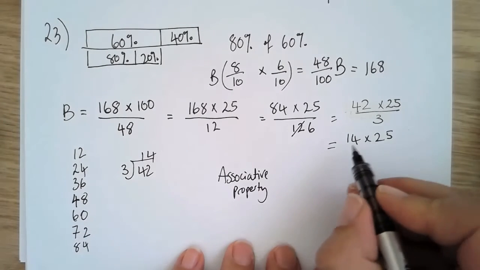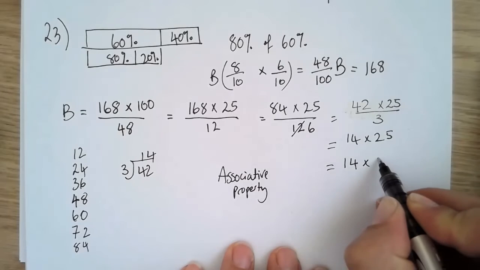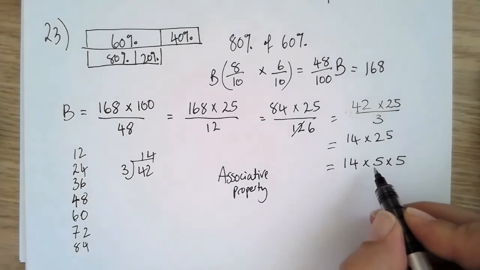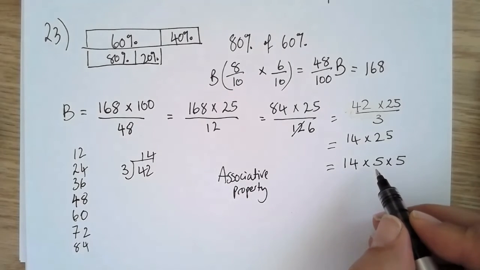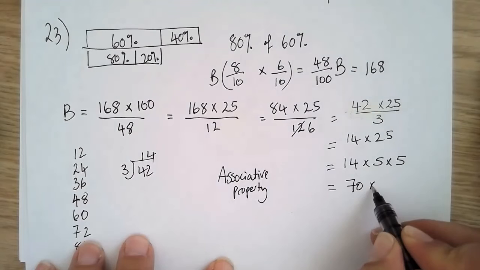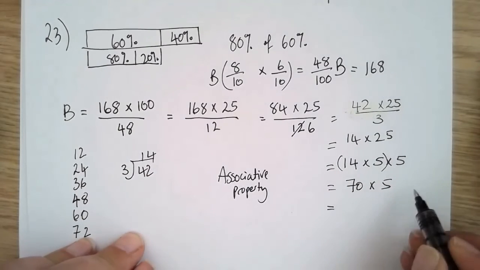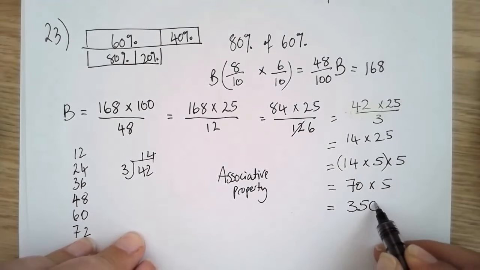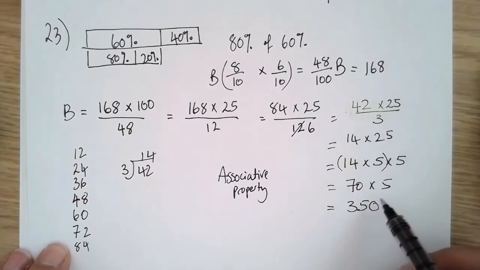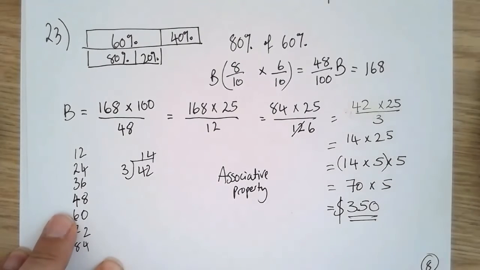Because I can do this with long multiplication, but I can see that 14 multiplied by 5 multiplied by 5 is the same thing. And if I do 14 multiplied by 5, it gives me 70. So 70 multiplied by 5, I can work out, is 350. But you can do that step in whichever way you like. So this is the original price.